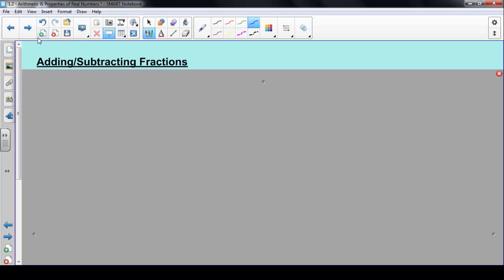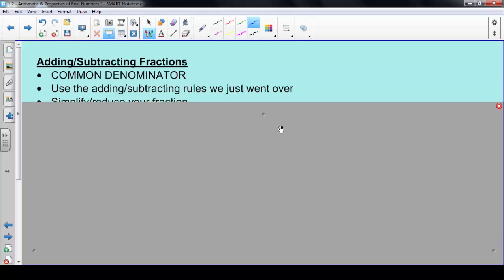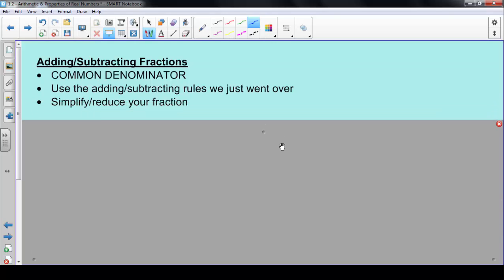When we add and subtract fractions, key thing, we need common denominators. We need common denominators so that we know we're dealing with same size pieces, and it helps keep everything organized. So we want to use the adding and subtracting rules we just talked about. At the end, always simplify or reduce your fractions.